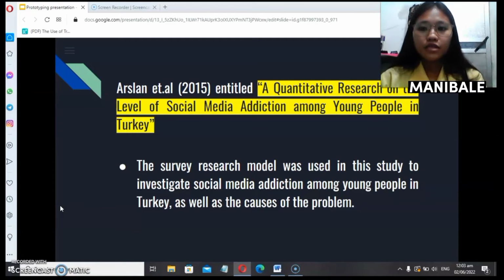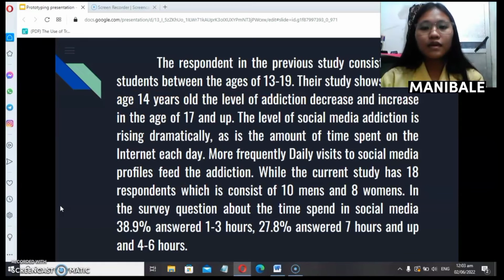The additional study is from Arslan et al., 2015, entitled A Quantitative Research on the Level of Social Media Addiction Among Young People in Turkey. The survey research model was used in the study to investigate social media addiction among young people in Turkey as well as the causes of the problem. The respondents in that study consisted of 271 students between the ages of 13 and 19.